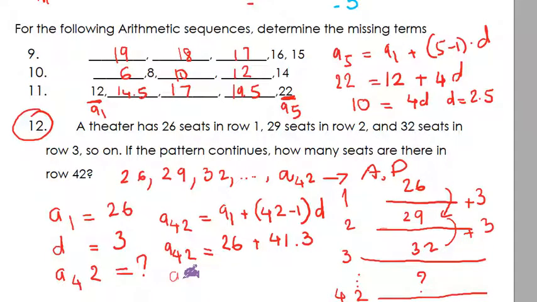Let's compute this one. A sub 42 equals 149. Wow, many seats. Okay, so A sub 42 is 149. Okay, how do you write your conclusion? Perfect, right? That's it. Okay, there are 149 seats in row 42.